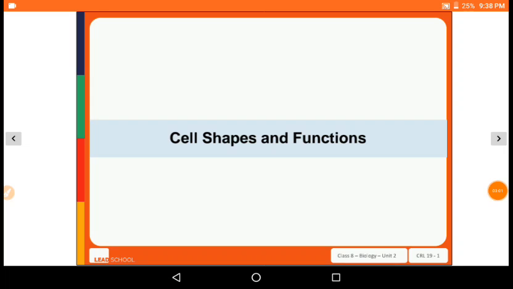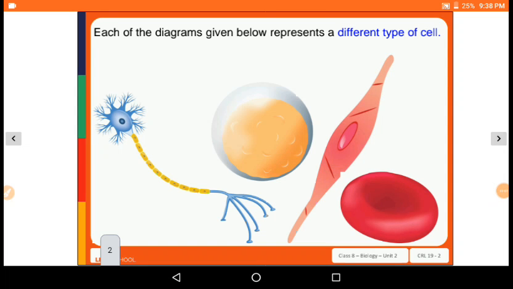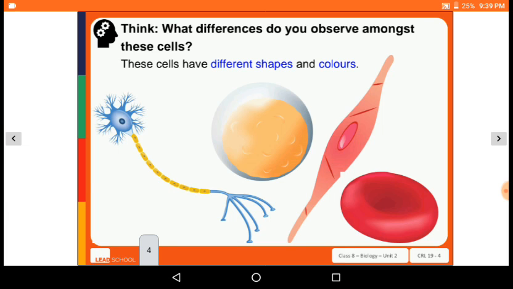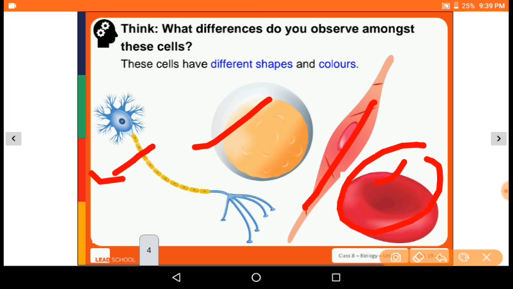Now let us discuss cell shape and function. Each of the diagrams given below represents a different type of cell. यहाँ पे आप देख सकते हो अलग अलग सेल्स हम यहाँ पे आपको दिखाई दे रहे हैं. What difference do you observe among these cells? यह सभी के अंदर क्या डिफरेंस है? These cells have different shapes and colors. So सभी सेल के अंदर कलर्स और शेप डिफरेंस होते हैं. आप यहाँ पे देख सकते हो सभी के शेप. यहाँ ये इसका शेप अलग है, इसका शेप अलग है, इसका शेप अलग है, उसका कलर अलग है, ये भी एक सेल है. तो सभी सेल के अंदर शेप और कलर्स डिफरेंस होते हैं.